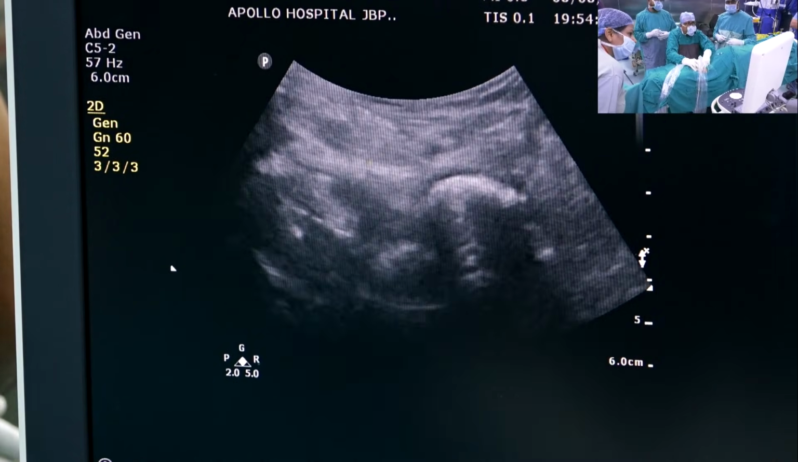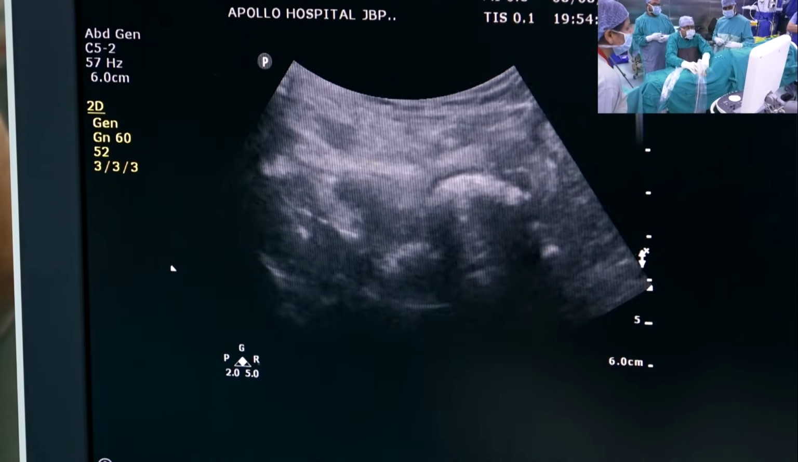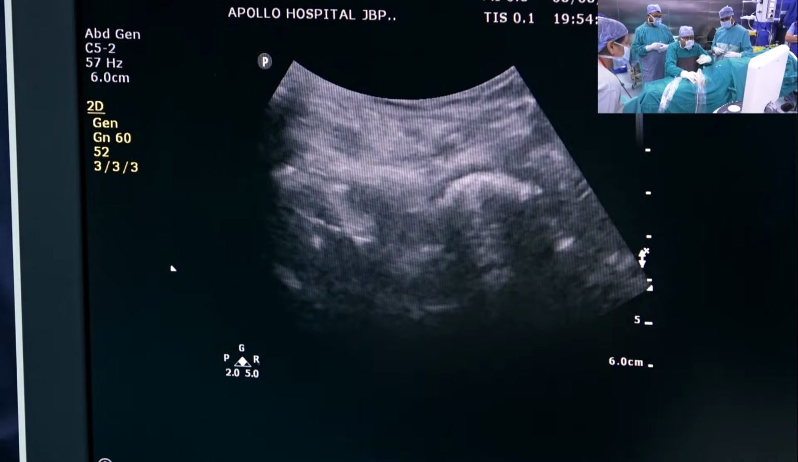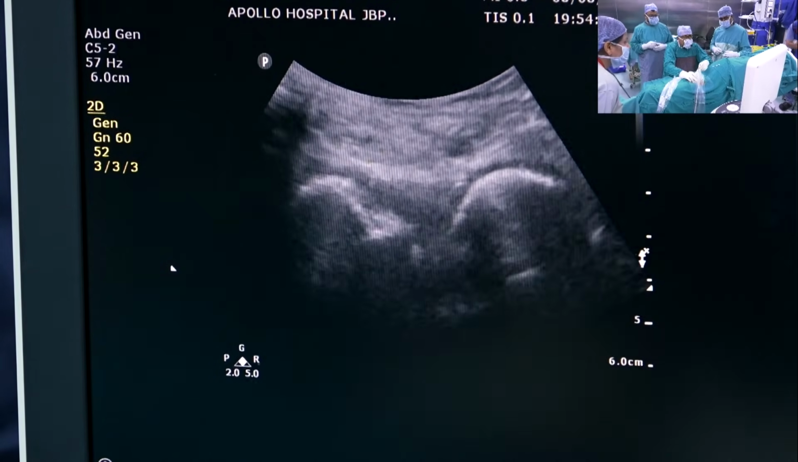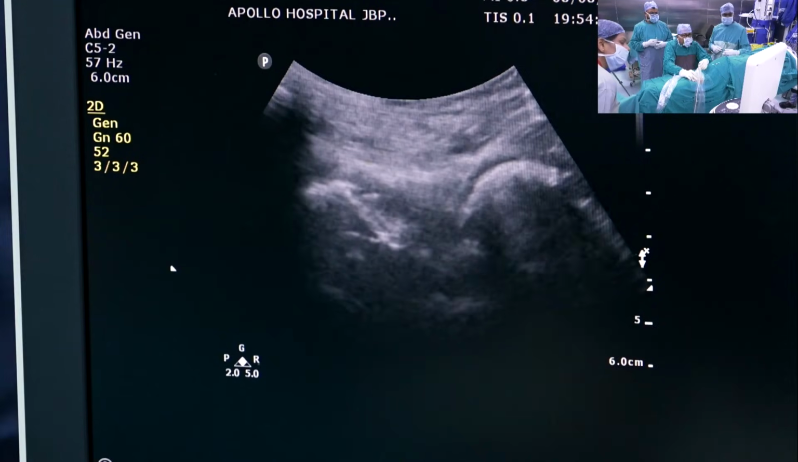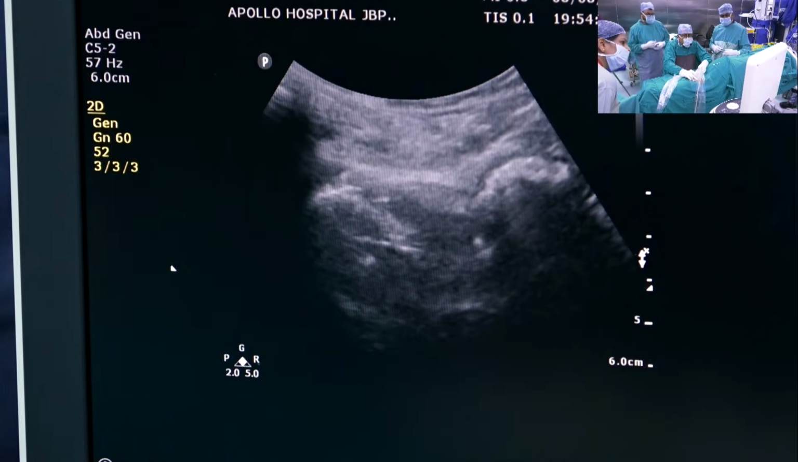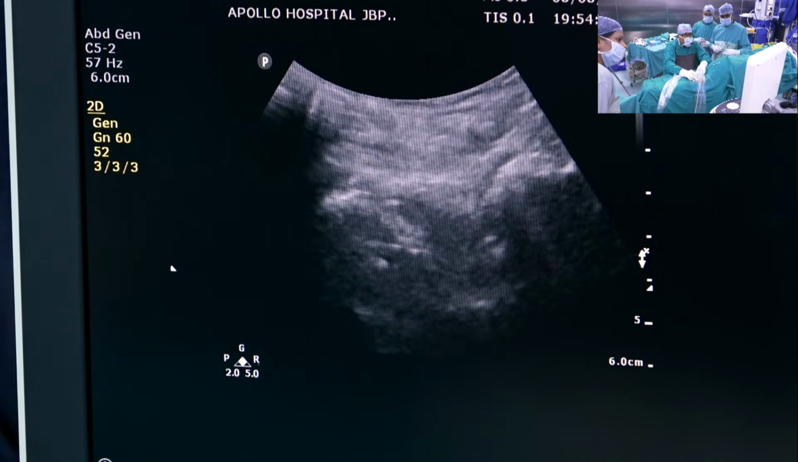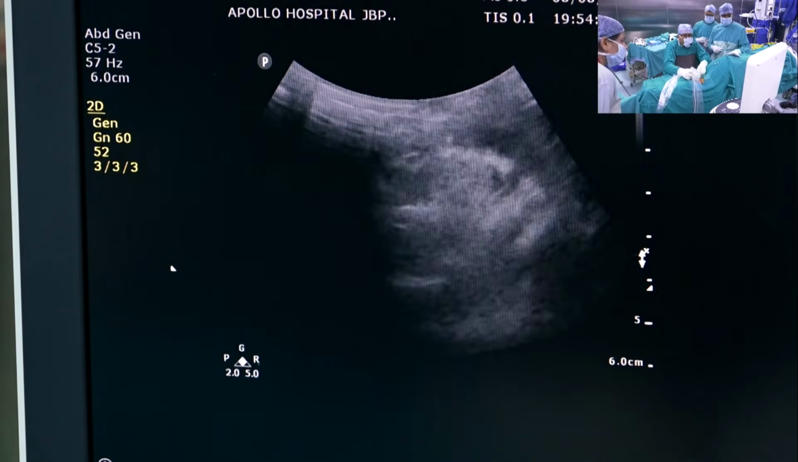Now again we will be going out of plane because in plane there is no space.